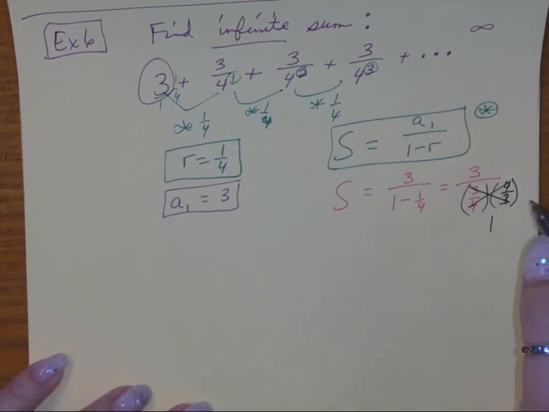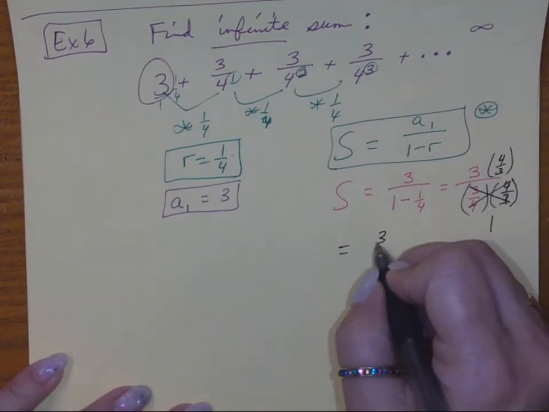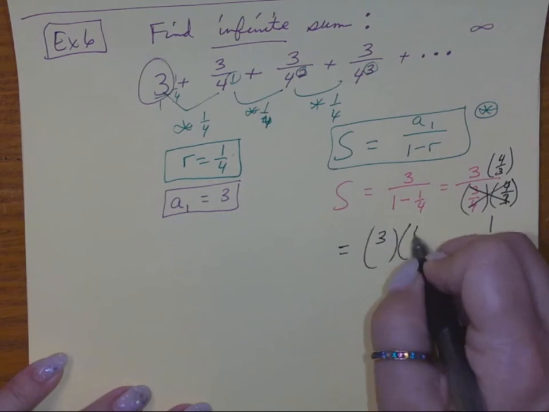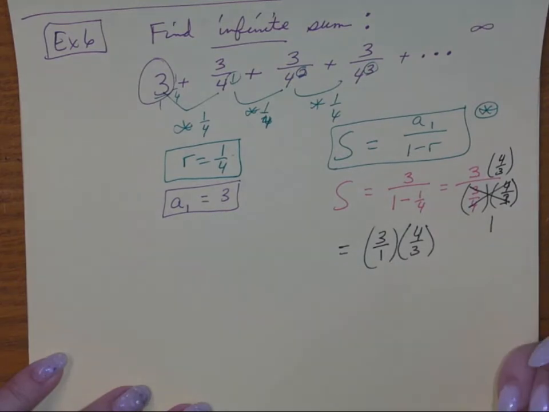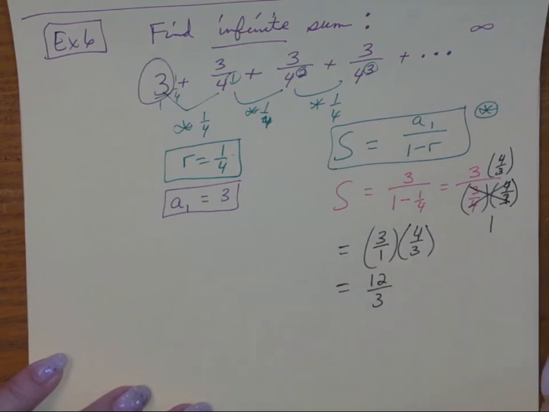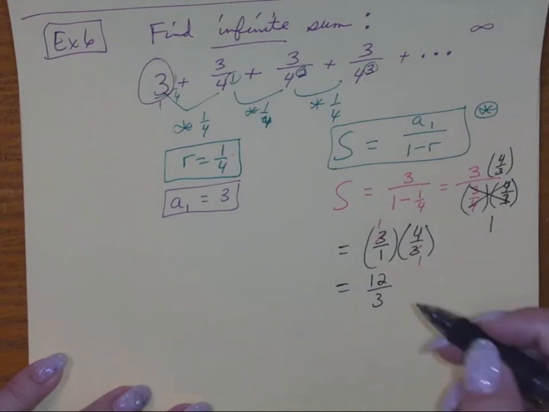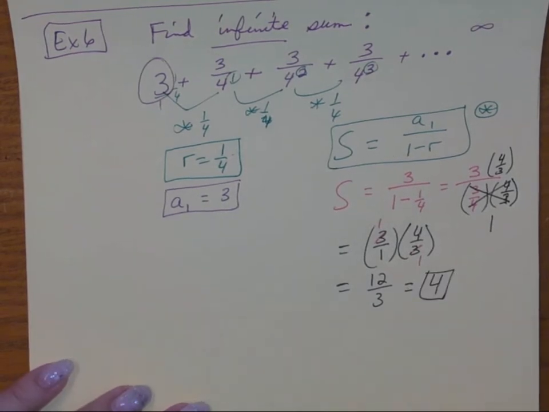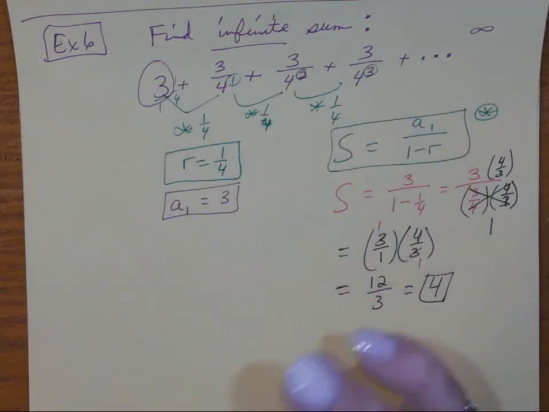That'll make it go away. I get a 1 on the bottom. But whatever I do to the bottom of a fraction, I have to do to the top of the fraction. Let me write this out. I've got 3 times 4/3. The bottom went away. That's a 1. I'm going to write the 3 over 1 because sometimes this bugs people. That's a 12 over 3. Or if you saw it, you could have reduced right there, right? I don't care at which place you do it, as long as you do it eventually. At the end, I reduced and I have a 4. Okay, so the sum of this geometric series, 3 plus 3/4 plus 3 over 4 squared, is a 4.